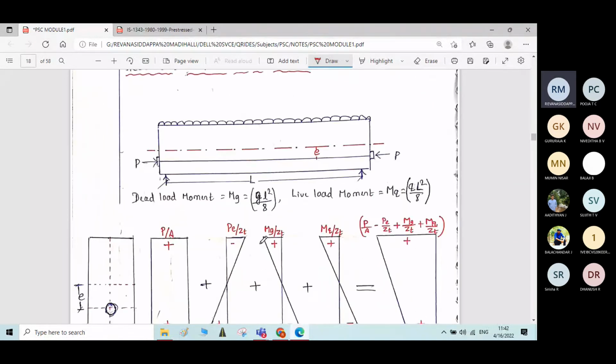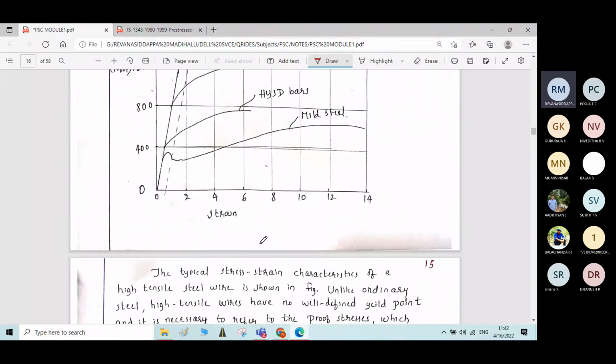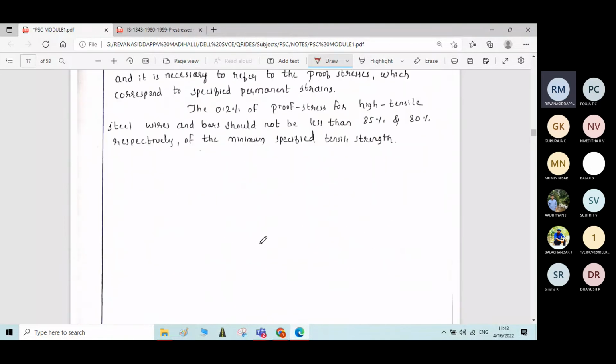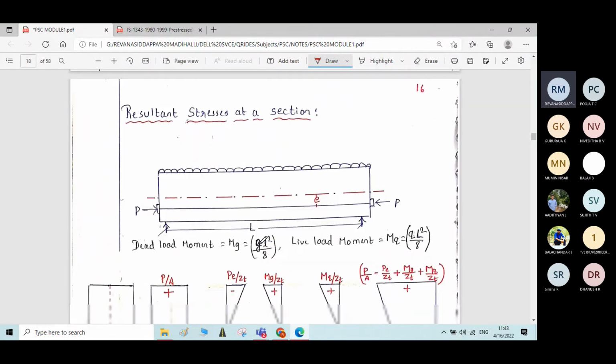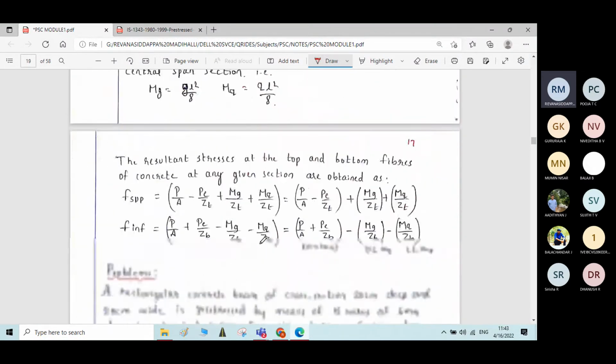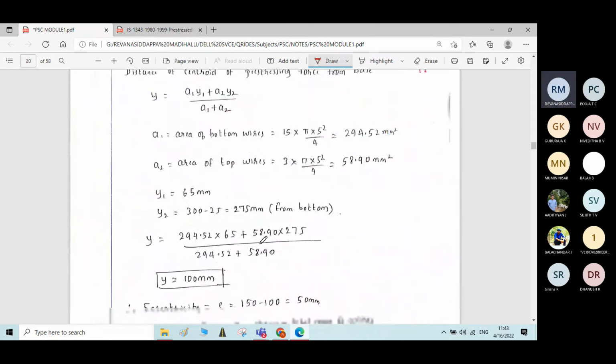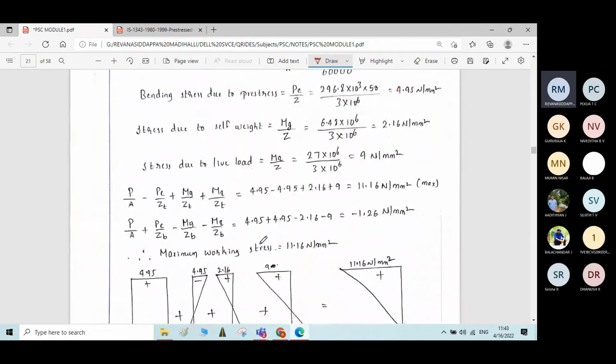So with this, the theory part of module 1 is over. From the next class you will be studying the analysis of the PSC member. The next part is the analysis part, which we will do in the next class.